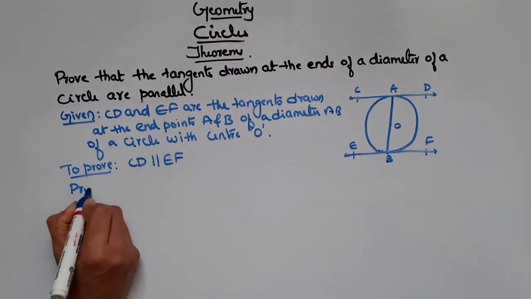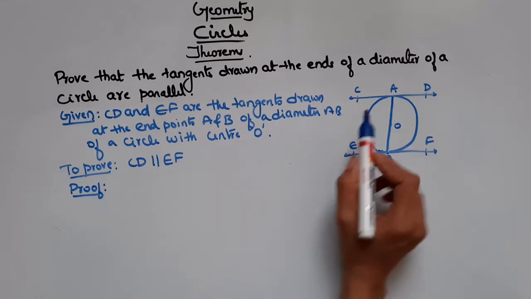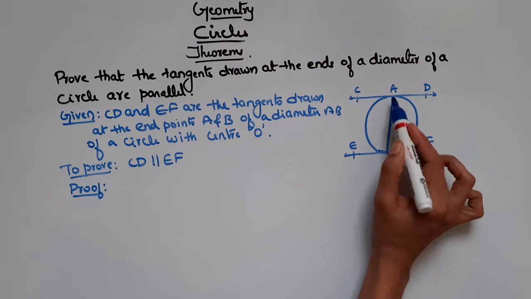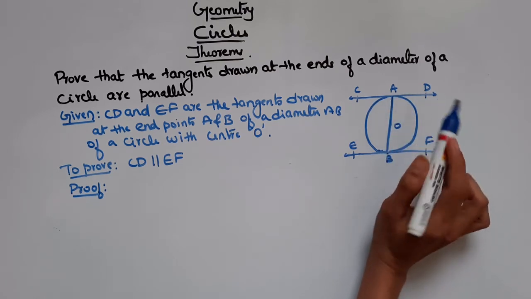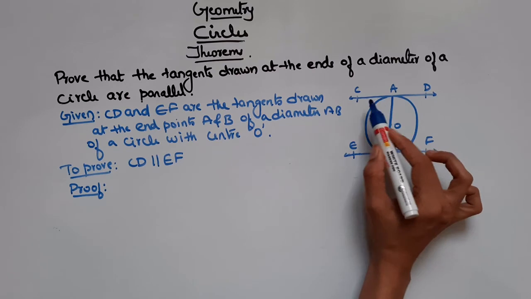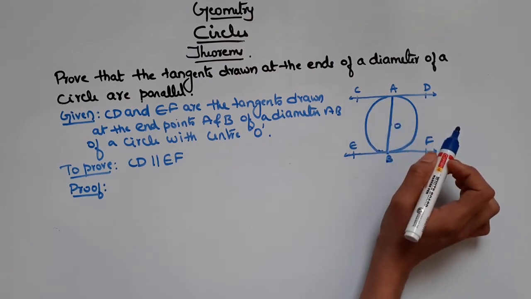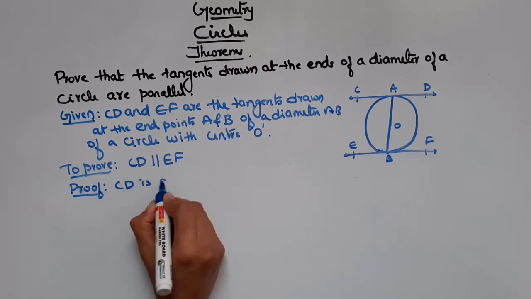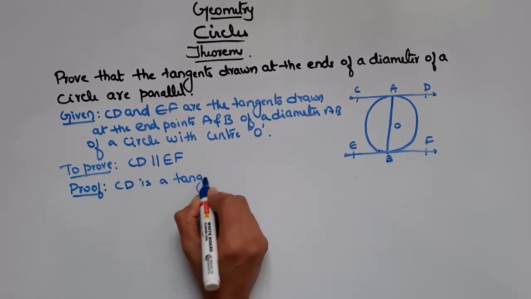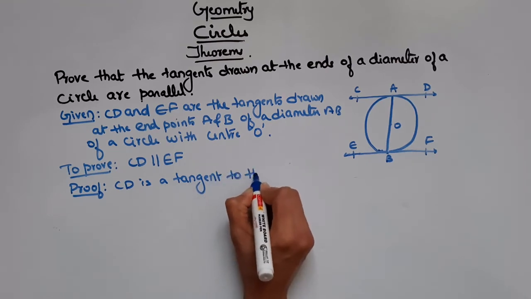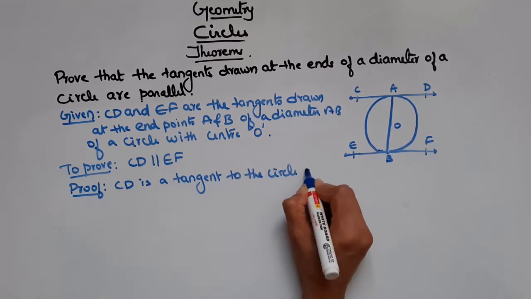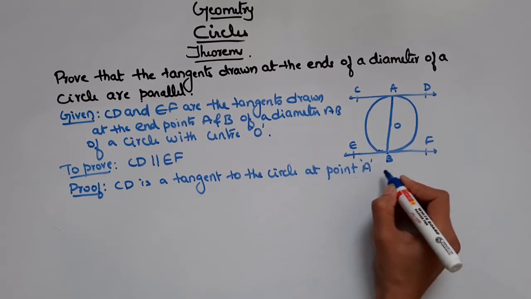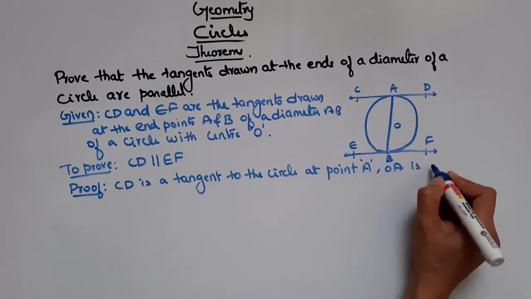So now let's see the proof. So now we have CD is a tangent to a circle at point A and we have OA is a radius through A. So by theorem 1 we can say OA is perpendicular to CD, right? So first let's write that. We have CD is a tangent to the circle at point A and we have OA is a radius through A, right?